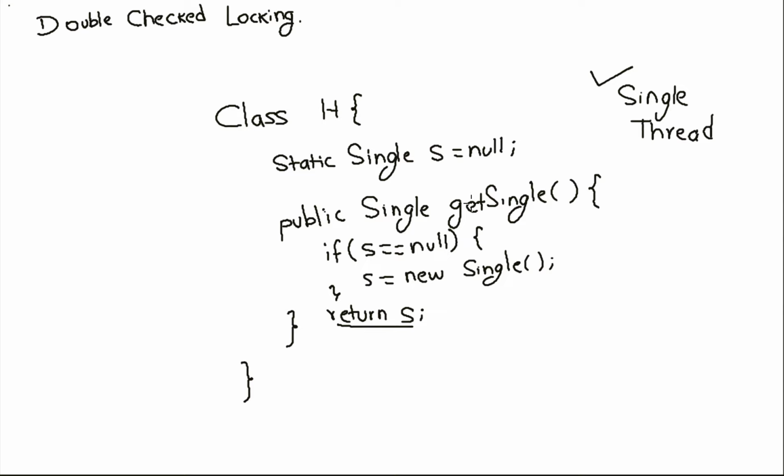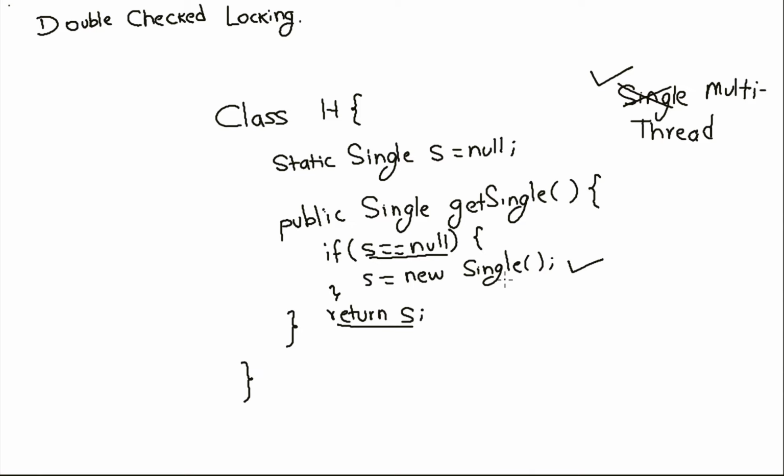But what will happen if it is a multi-threaded system, which is normally the case? It means this function getSingle can be called by many threads at any point of time. Suppose thread 1 calls this function and the execution is right here, S equal to null, and another thread also calls this function and the execution is again right here. Both of them will think that S is equal to null is right, and both will try to execute this simultaneously. So two objects of Single have been created in the system, which is not the requirement, so it fails this requirement for the multi-threaded system.